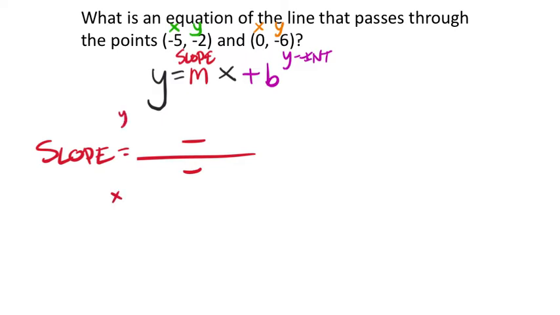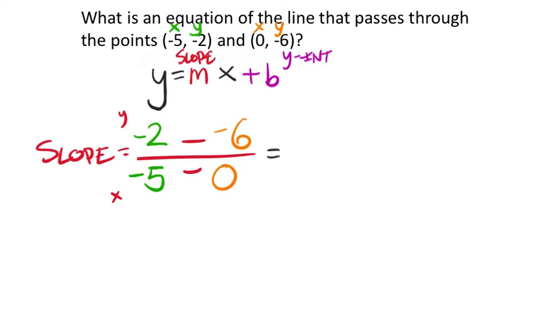So I'll start with my green ordered pair, but you could start with the orange one if you'd like. The green ordered pair, my x is negative 5. It goes in the denominator. My y is negative 2. It has to go in the numerator. Y is in the numerator, x is in the denominator. Now my orange ordered pair, the x is 0. It goes in the denominator. And then the y is negative 6. It has to go in the numerator.